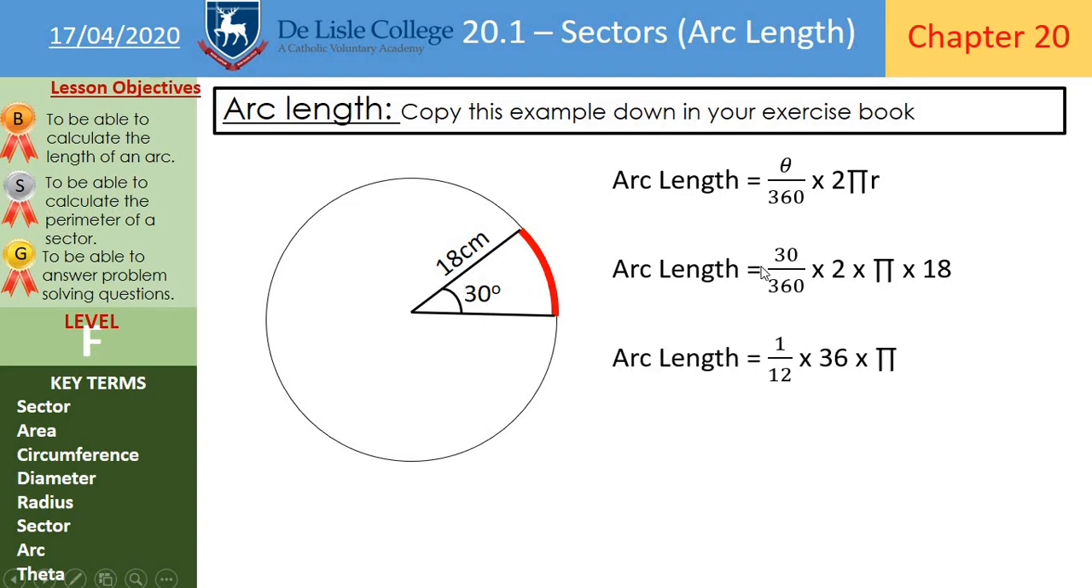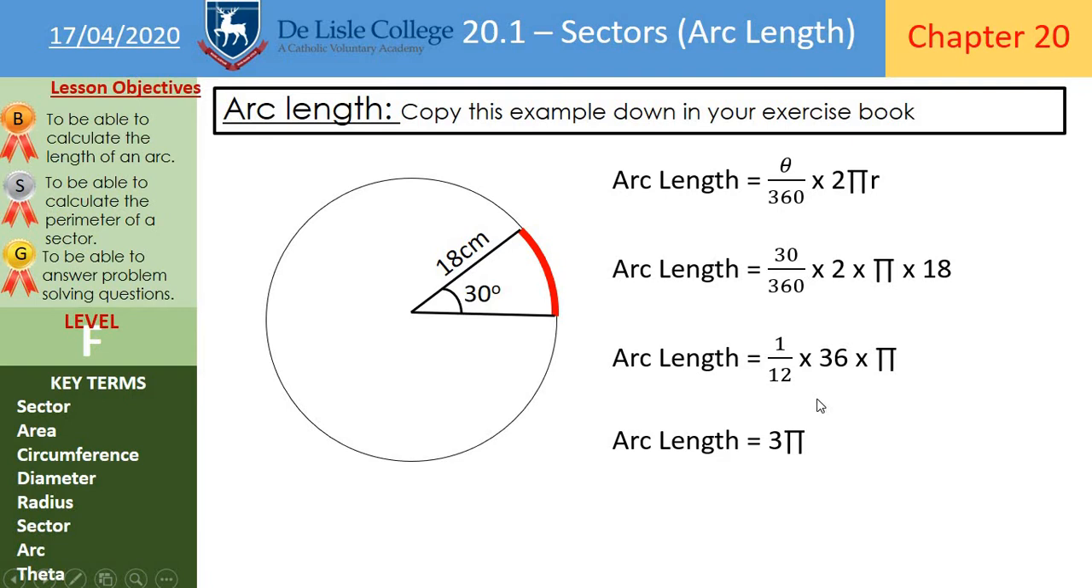We can then simplify that if we want to. We can simplify 30 over 360 to 1/12, and we know that 2 times 18 gets us 36. So we can simplify our answer further. We should know that 1/12 multiplied by 36 is equivalent to 36 divided by 12, and that gives us 3.